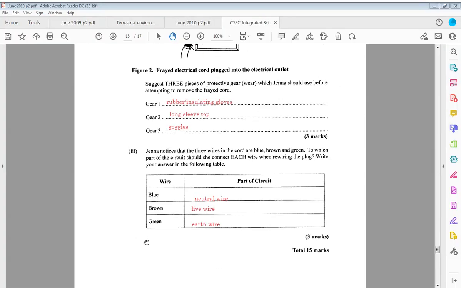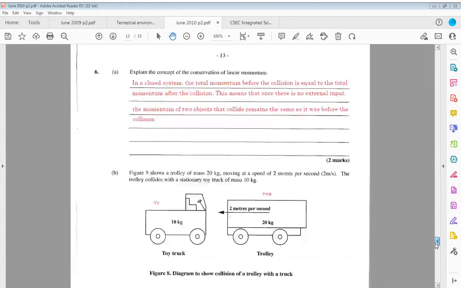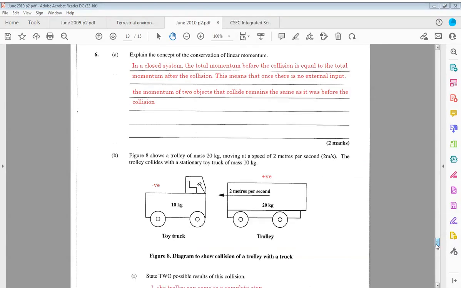And that's the end of the two questions I had for electricity and lighting. We'll go back to 2010. And question six will help us with the conservation of energy now. So A, explain the concept of the conservation of linear momentum.